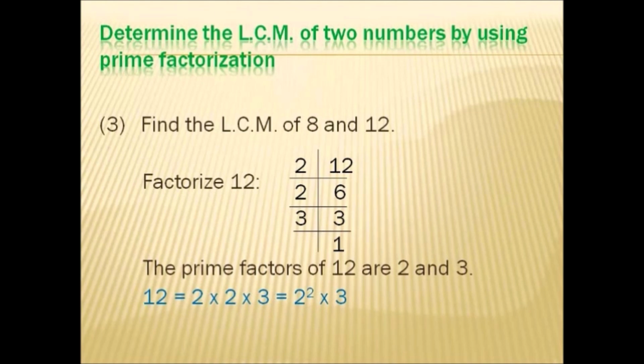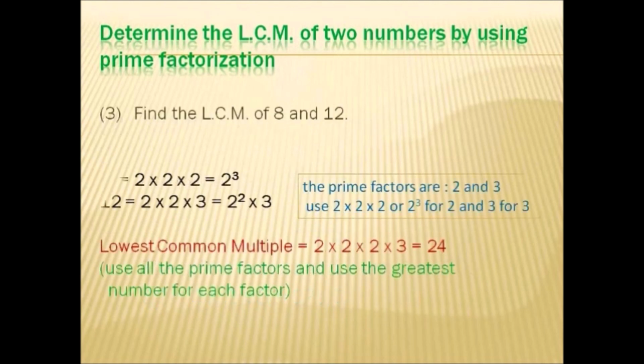Now we have to look at the LCM. And remember, we have to look at all of the factors. So we already know 8 is 2 times 2 times 2, 12 is 2 times 2 times 3. So the prime factors we are looking at are 2 and 3. For the 2, which one do you use? 2 times 2 or 2 times 2 times 2? You use 2 times 2 times 2, the larger one. And then you still use the 3, so you get 24. So the lowest common multiple of 8 and 12 is 24. You have to use all the prime factors and use the greatest number for each factor in order to determine it.